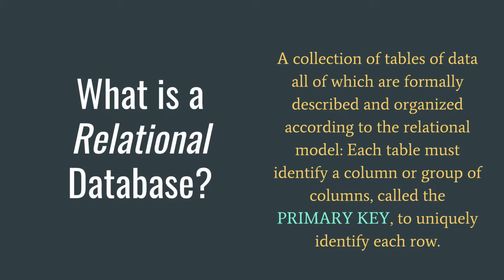So what's a relational database? A collection of tables with which we can describe and organize a relational model. Each table must identify a column or group of columns called the primary key. So as you can see, each table has a key, and each row will have its own unique key that you can reference. So instead of having to reference every single student in the cohort, you can just call their primary key or primary ID.